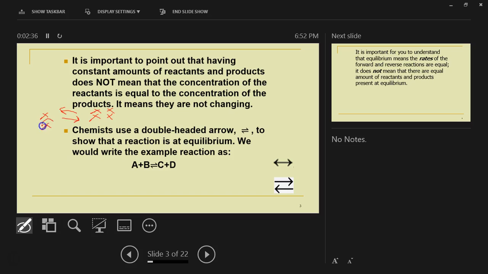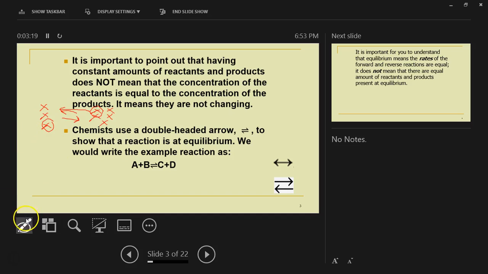So this guy becomes a product, and this one, at the same rate, decomposes back to become a reactant. So reactants become products, and at the same rate, products decompose back to reactants, where at all times I have two reactants and four products. You see, those numbers aren't equal. Being in equilibrium doesn't mean the amounts are equal. It means the concentrations are remaining constant.